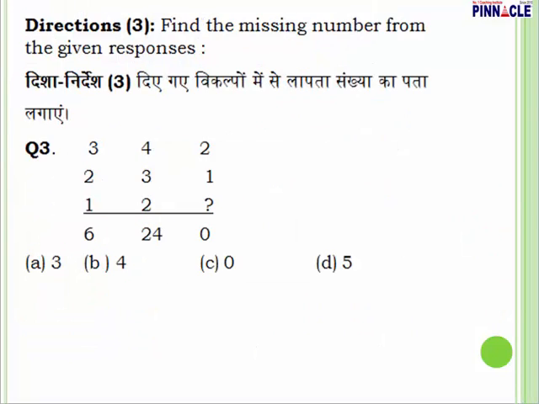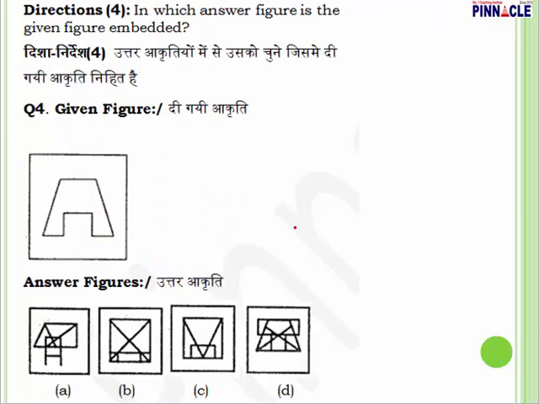Here we have to find out the missing number. 3 multiplied by 2 multiplied by 1, you will get 6. 4 multiplied by 3 multiplied by 2, 24. 2 multiplied by 1 multiplied by what, which will give you 0. So 2 multiplied by 0, 0 is your answer.